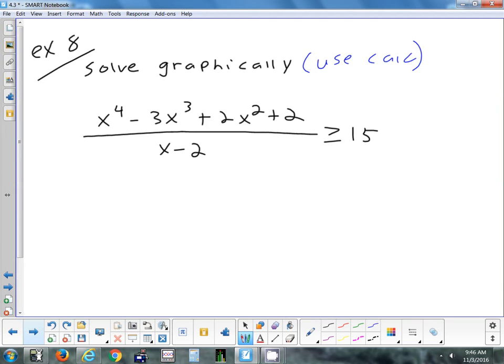Times both sides. Well, it'd be nice if we could get rid of this denominator, but I can't multiply both sides by x minus 2. Why can't I do that with this symbol? I can do that with an equation, but I have to check for extraneous answers, but that's okay. But I can't do that with that symbol. Why not?